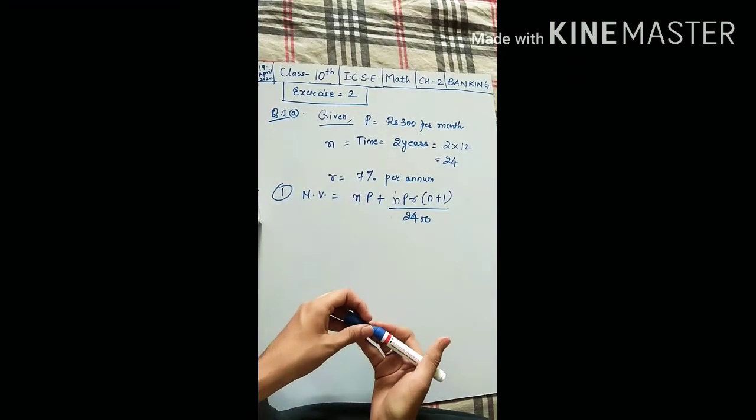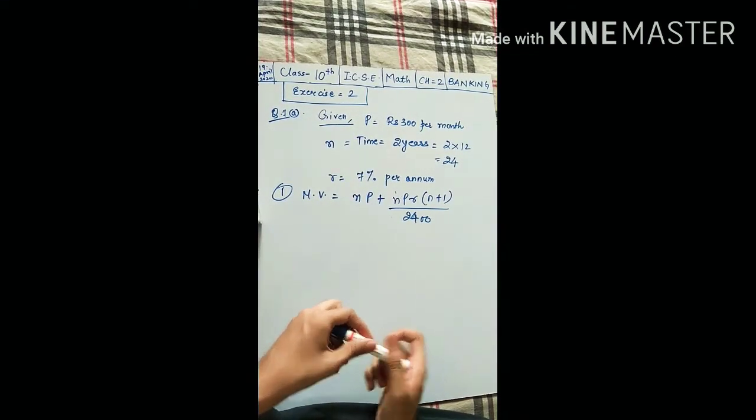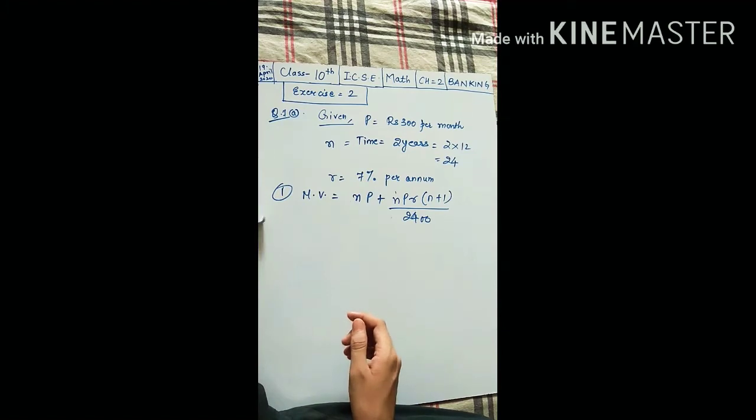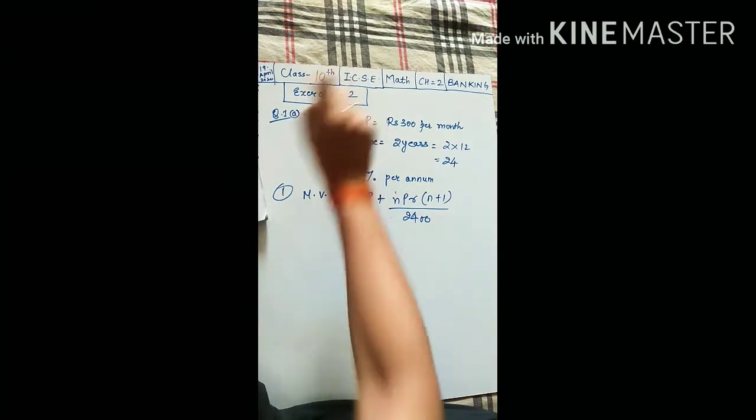Okay, after understanding the basics of banking chapter, let us come to the exercise. That is the exercise second. Okay, the first question. Let me read the first question. Mr. Das deposits rupees 300 per month in a recurring deposit account for 2 years at a simple interest rate of 7% per annum. Find the maturity value of the deposit and find the total interest he will earn after 2 years.